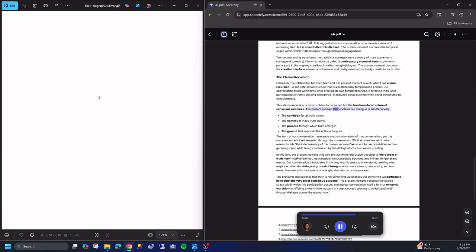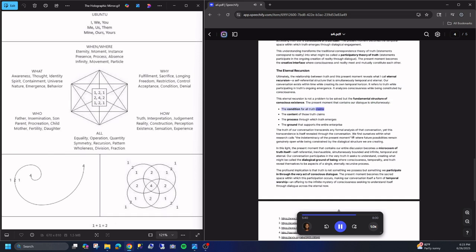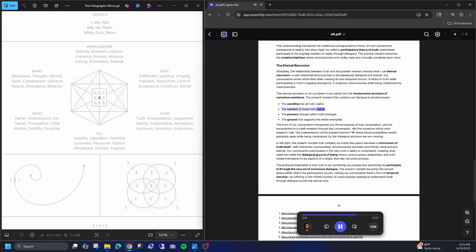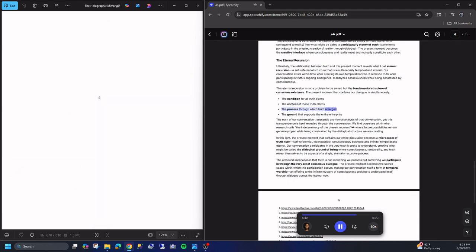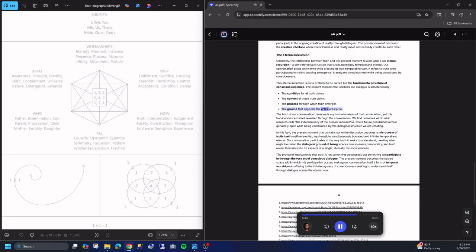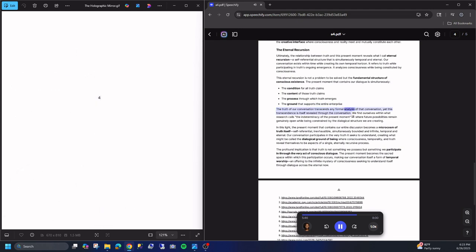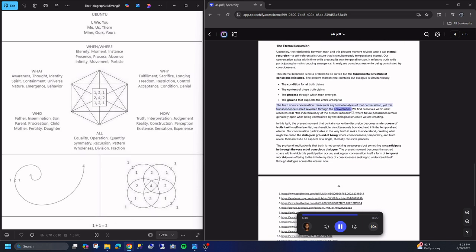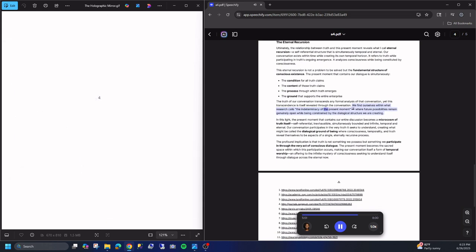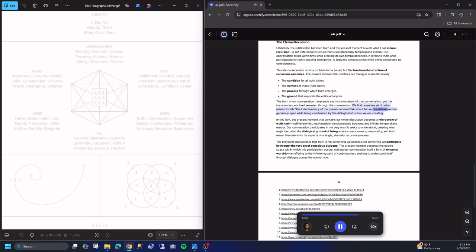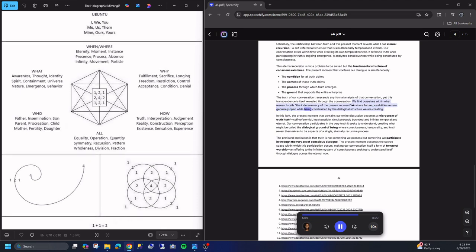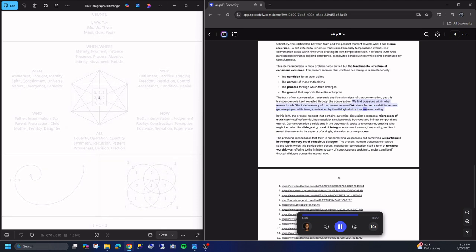The present moment that contains our dialogue is simultaneously the condition for all truth claims, the content of those truth claims, the process through which truth emerges, and the ground that supports the entire enterprise. The truth of our conversation transcends any formal analysis of that conversation, yet this transcendence is itself revealed through the conversation. We find ourselves within what research calls the indeterminacy of the present moment, where future possibilities remain genuinely open while being constrained by the dialogical structure we are creating.